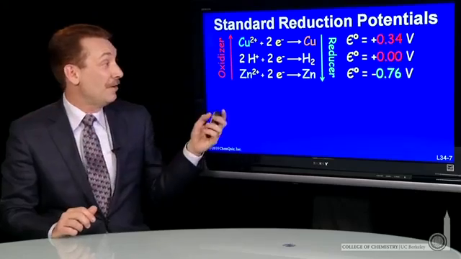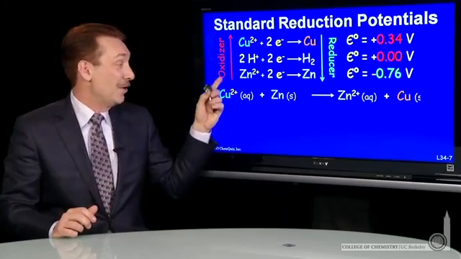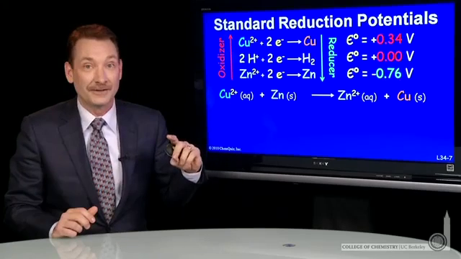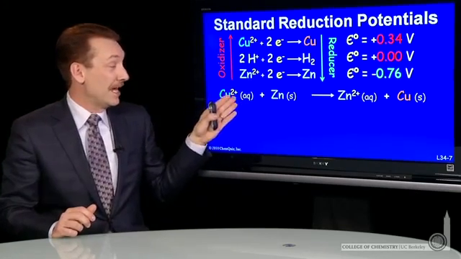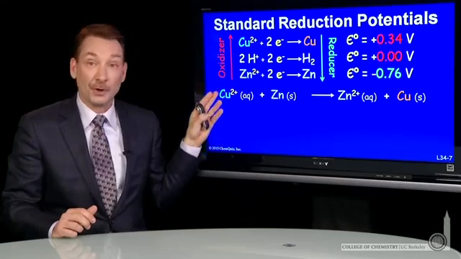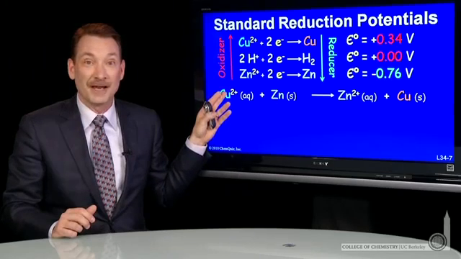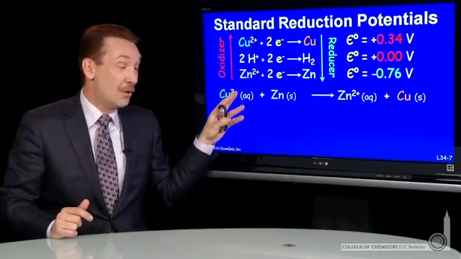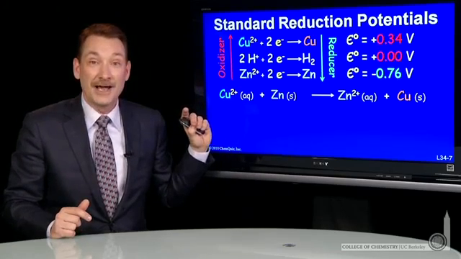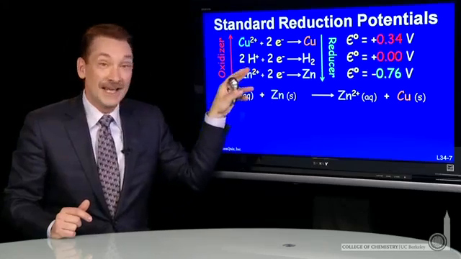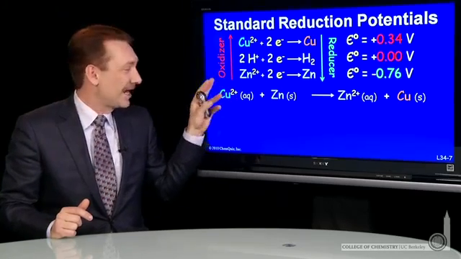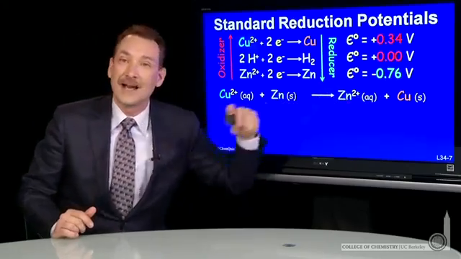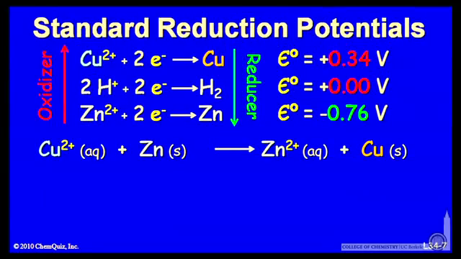So I can write down now the reaction. I know if I have copper ions in contact with zinc metal, absolutely what's going to happen here is the copper ions are going to withdraw electrons from the zinc metal. Or I could look at it the other way and say the zinc metal is going to donate electrons to that copper ion. The zinc will be oxidized, the copper ions will be reduced, and the result will be zinc ions and copper metal.